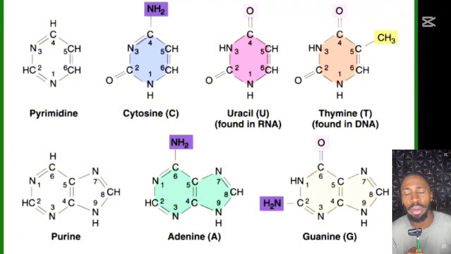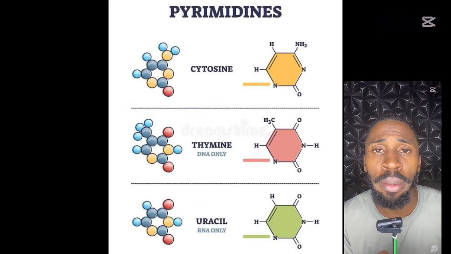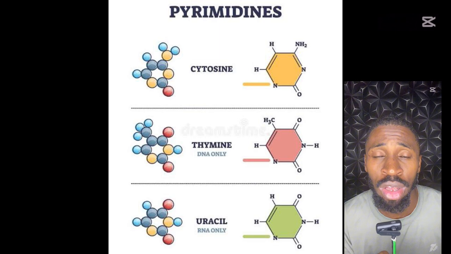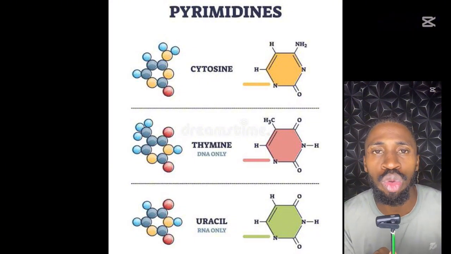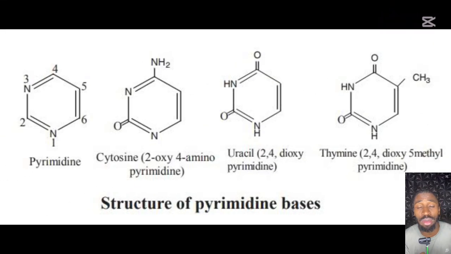Now, what are the pyrimidine bases? They include uracil, cytosine, and thymine. Remember CUT: C for cytosine, U for uracil, T for thymine. Now, what is the structure of cytosine? The cytosine molecule is 2-deoxy 4-amino pyrimidine. Very easy. And the product here in pyrimidine metabolism is CMP. Don't forget CMP.